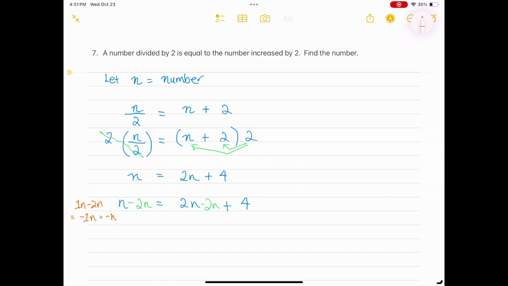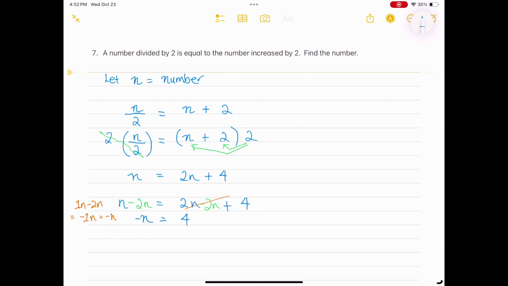Negative 1 times n equals negative n. So the left-hand side has negative n, and the right-hand side, the 2n minus 2n cancels to 0, leaving 4 by itself. Now we have negative n equals 4.